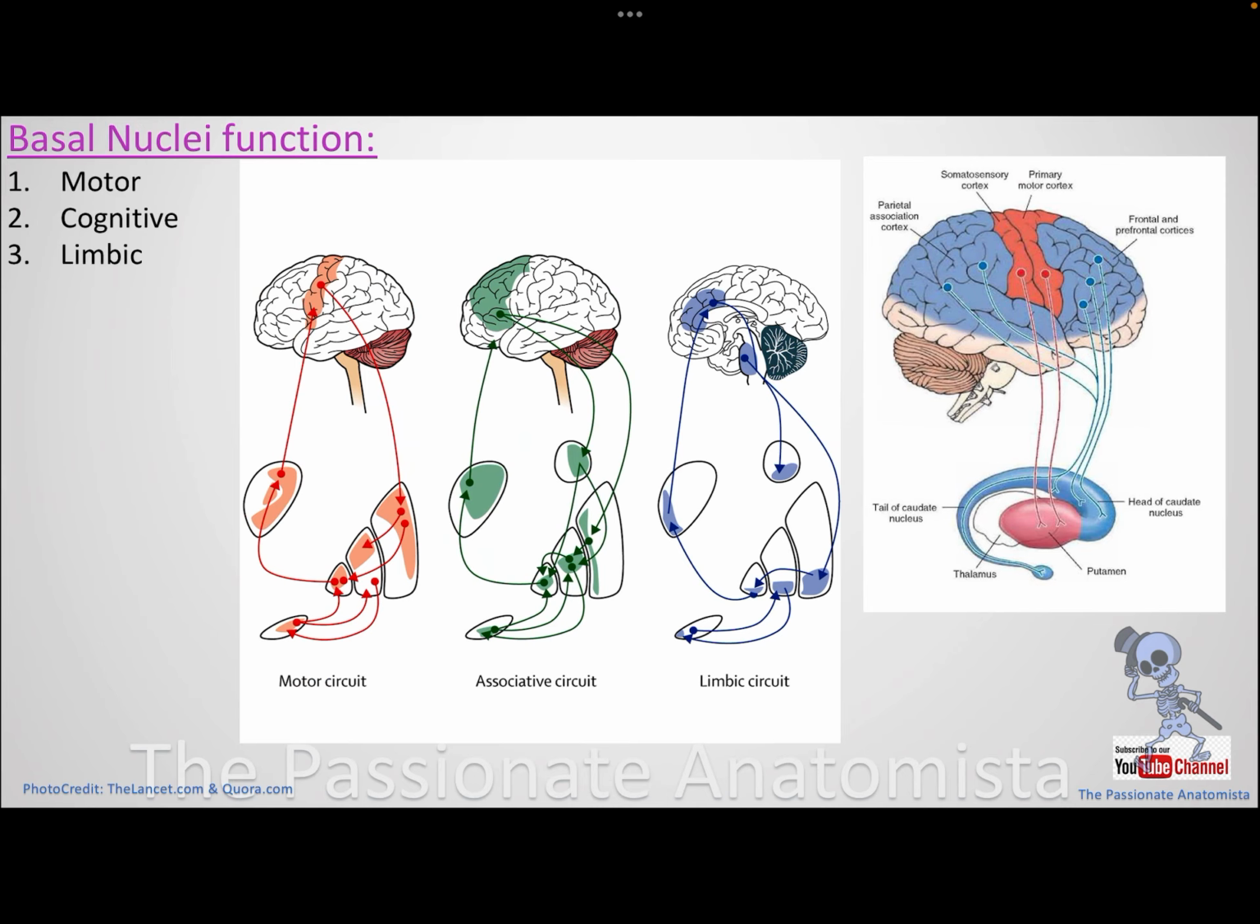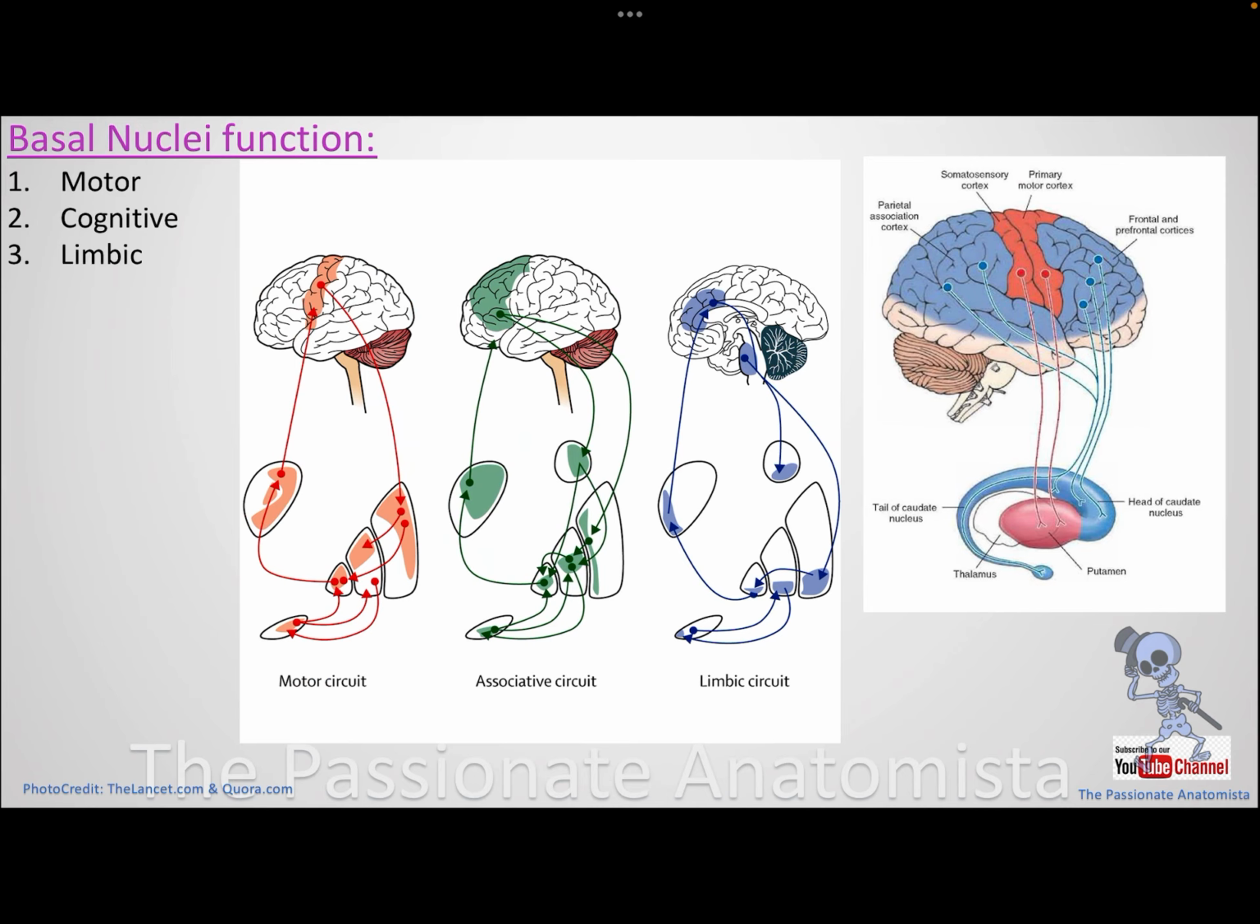It has an important role in cognitive function and in the limbic system itself. There are connections between the cerebral cortical areas and the basal nuclei in order for us to initiate movement, and in order for us to have some cognitive functions, and also for the limbic circuitry. And in the limbic circuitry, it's important because it activates the motor areas.